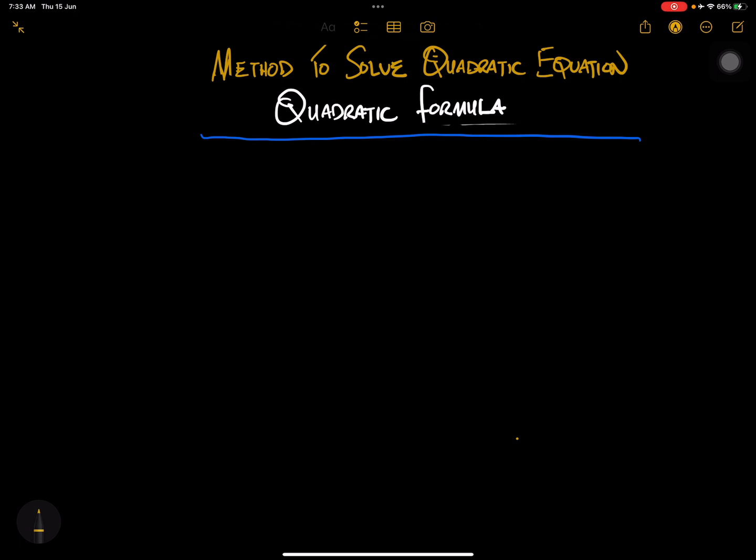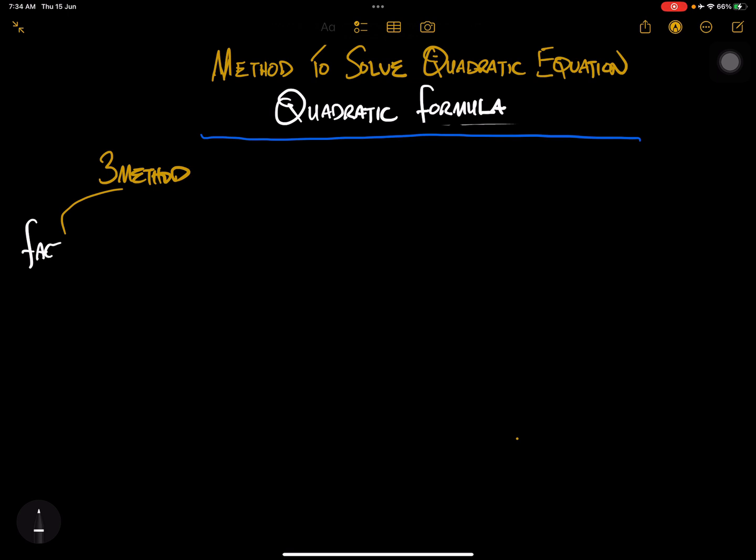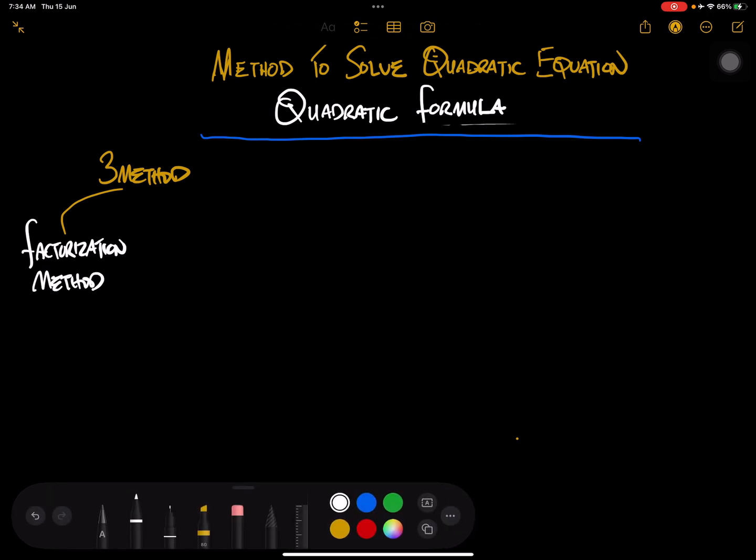Today, we are going to be looking at the quadratic formula. We started looking at quadratic equations, and we did mention that there are three methods used in solving quadratic equations. The first method was the factorization method, which we looked at in our last video. If you want to use the factorization method, go to our channel's video section and you'll find the quadratic equation factorization method video. The second method is what we are going to do today.